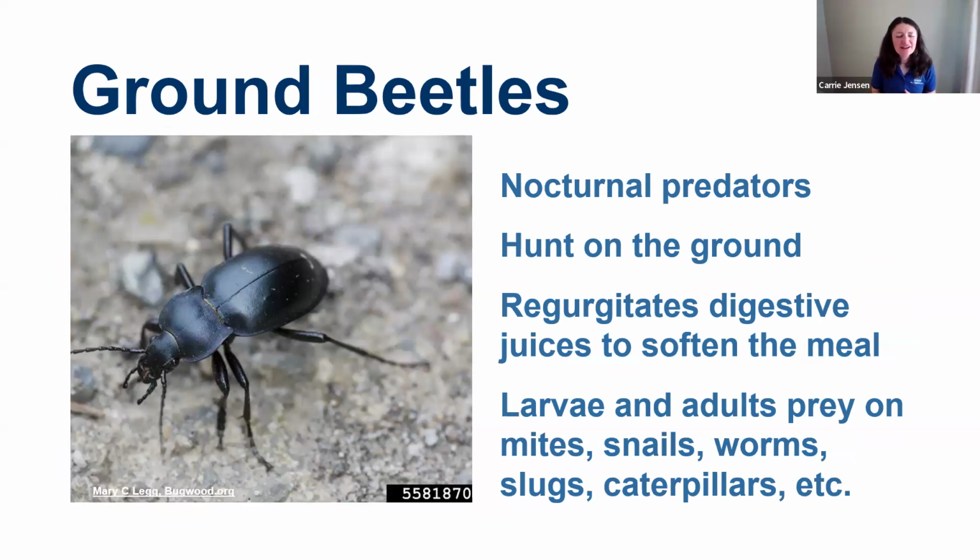Ground beetles are another beneficial one. They are nocturnal predators, so you probably won't see them out and about because they're only out at night. They hunt on the ground. They're another one that regurgitates digestive juices to soften their food before they eat it. Both larvae and adults prey on mites, snails, worms, slugs, caterpillars, all kinds of things.